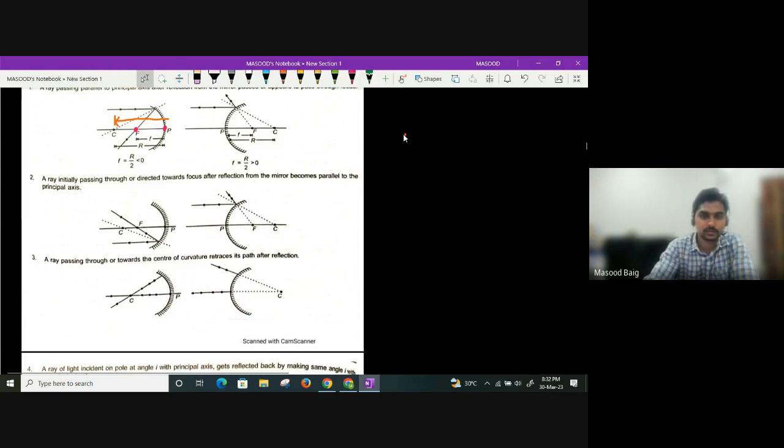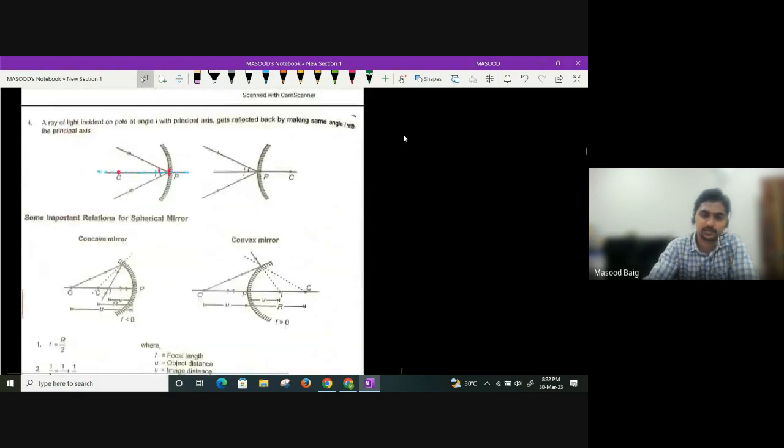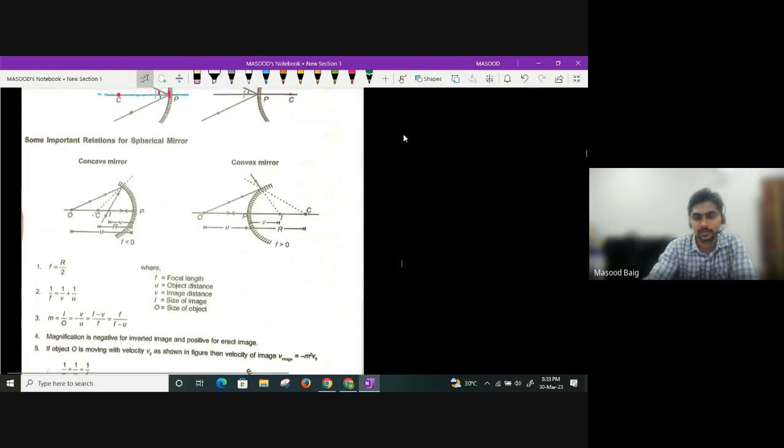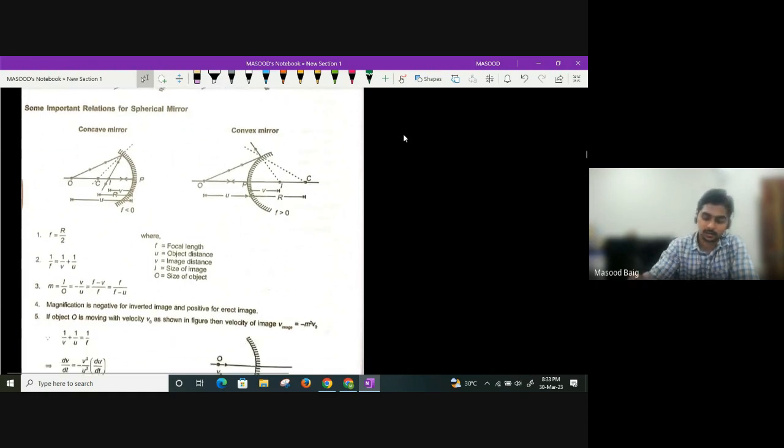Right, so as I was talking about some important relations, let us move on to them, guys. Please remember these important relations because they're going to help you a lot. First thing, focal length will be half of the radius of curvature. But when I say it is half of the radius of curvature, it is only for paraxial rays, guys. It is valid only for which rays? For paraxial rays. What do I mean by paraxial rays? Paraxial rays are those rays which are parallel to the principal axis. So if I say this is the principal axis, paraxial rays are those rays which are parallel to the principal axis and close to the principal axis.